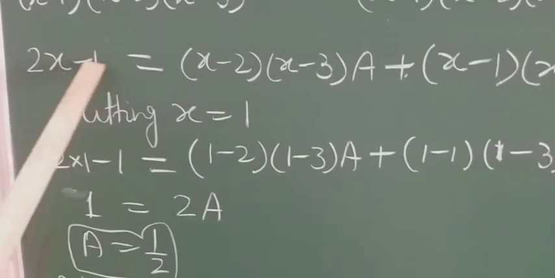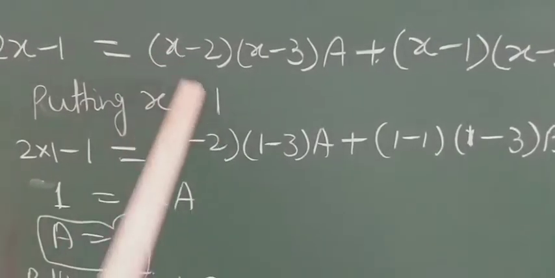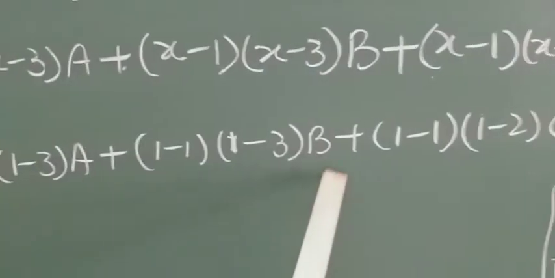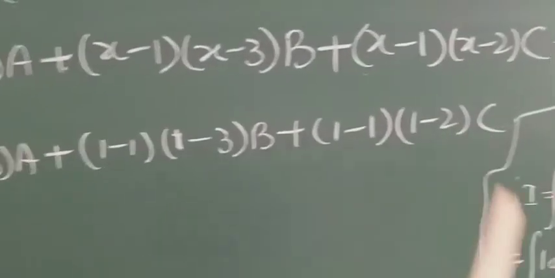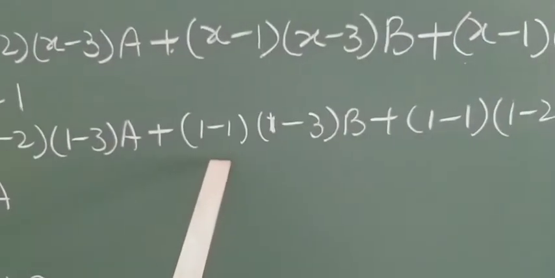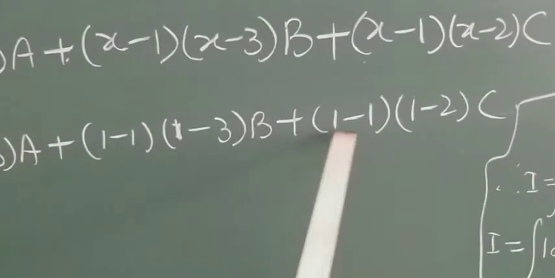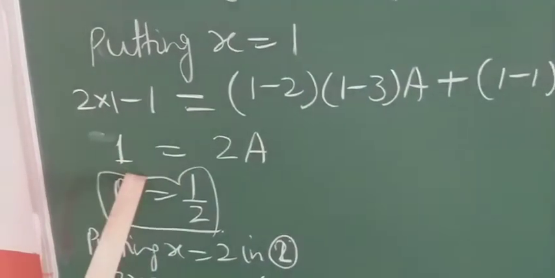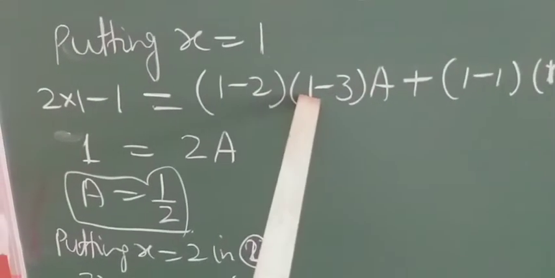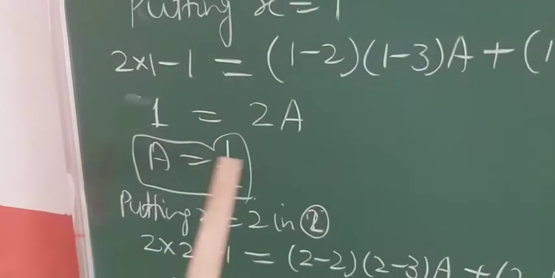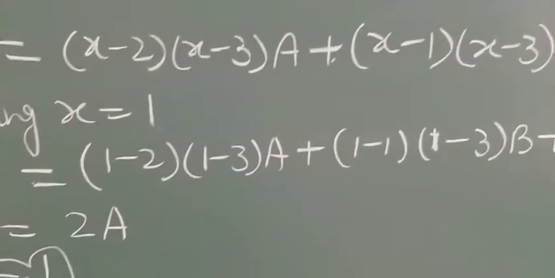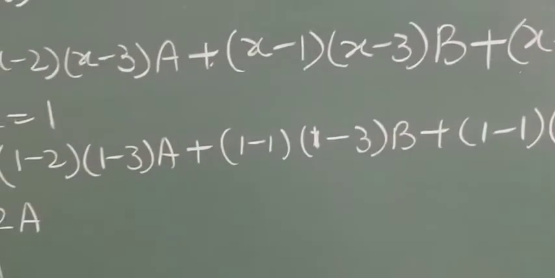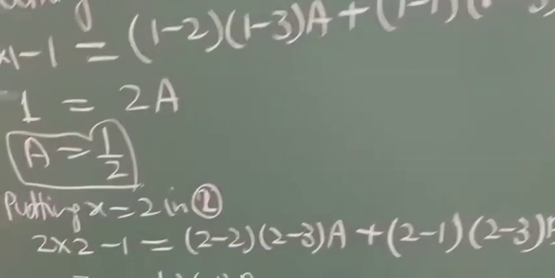So it will be 2 into 1 minus 1 equals (1 - 2)(1 - 3) A plus (1 - 1)(1 - 3) B plus (1 - 1)(1 - 2) C. So 1 minus 1 is 0, so B is 0, and C is also 0. So 2 minus 1 is 1, and minus 1 into minus 2 is 2A. So A equals 1 upon 2. So students, we can put any value of x so that we can easily get the values of A, B, C. Now students, I am going to put x equal to 2.